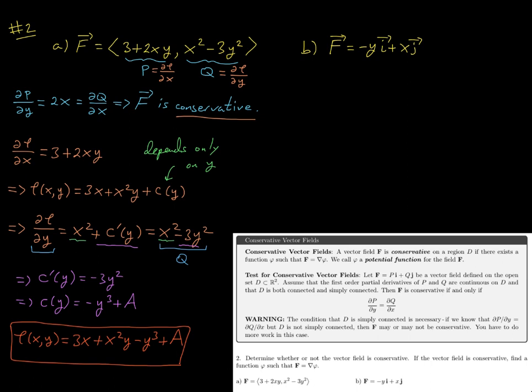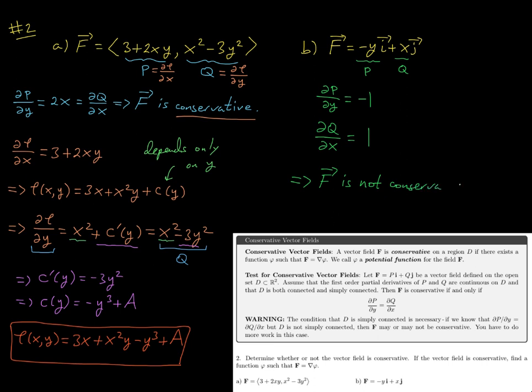All right, and then how about part B? We have f is minus y i plus x j. So here is our p, and here is our q. If I differentiate p with respect to y, I'm going to get -1. And if I differentiate q with respect to x, I get 1. And notice these are not equal, and so that implies that f here is not conservative.